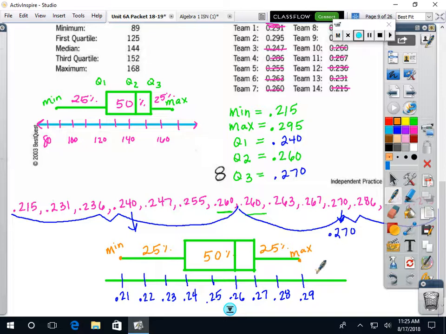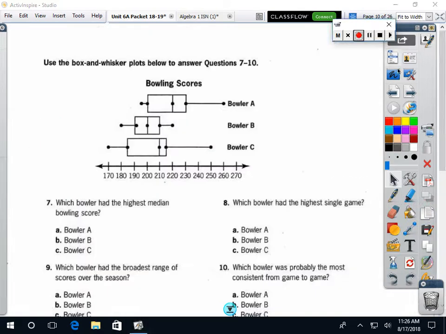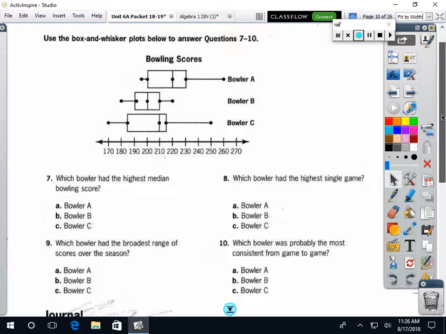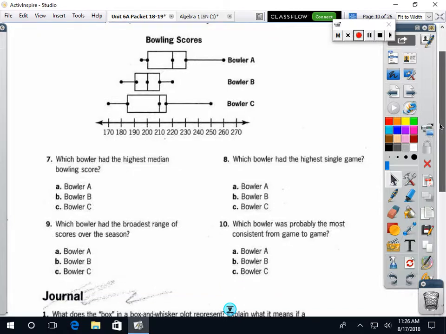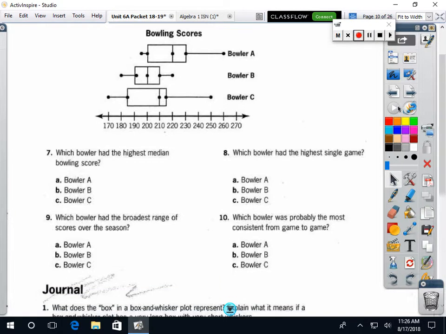All right, now let's turn to page 9. The directions at the top say, use the box and whisker plots below to answer questions 7 through 10. These box and whisker plots are showing bowling scores for 3 different bowlers, bowler A, bowler B, and bowler C. Which bowler had the highest median score?